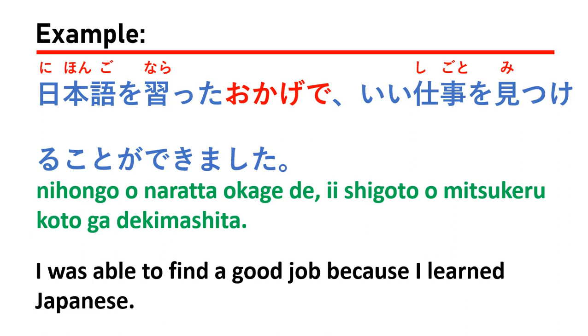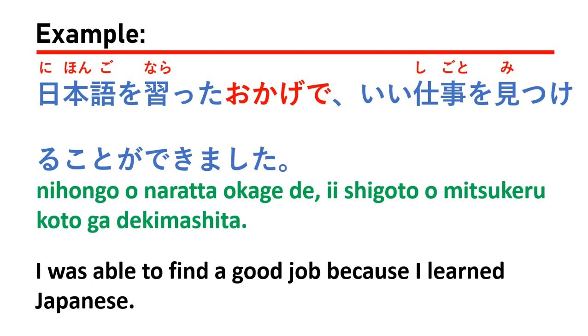In this sentence, 日本語を習ったおかげで uses a verb. The verb here is in the past tense, right? 習う means learn or study, and we change it to the past tense, 習った. What did you learn? 日本語, which means Japanese. 日本語を習ったおかげで means because you studied Japanese, right?